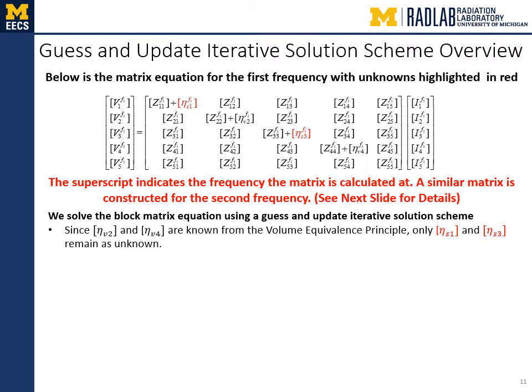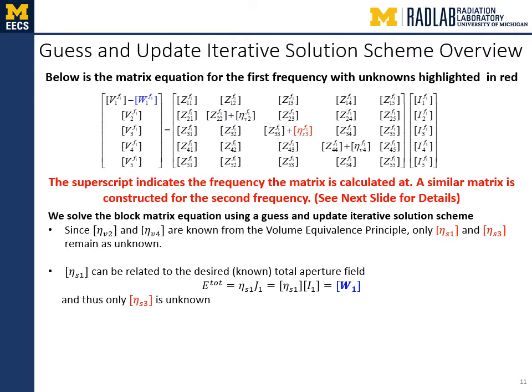Since the volume impedances in layer 2 and layer 4 are known from the volume equivalence principle, only the sheet impedances on the metasurface layers of layer 1 and layer 3 remain as unknown. In the block matrix equation, we have highlighted these unknown values in red. Since the stacked metasurface antenna is designed at 2 frequencies, a similar block matrix equation must be constructed for the second frequency. For the discussions of this slide, we will concentrate on the block matrix equation for frequency F1.